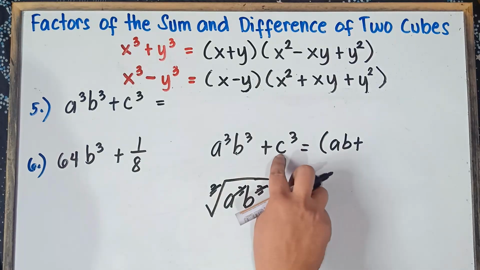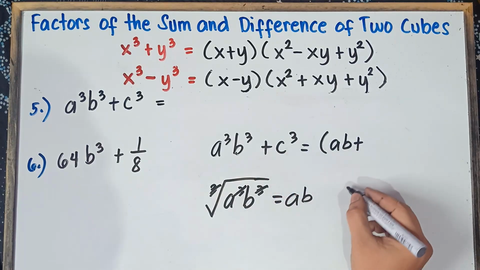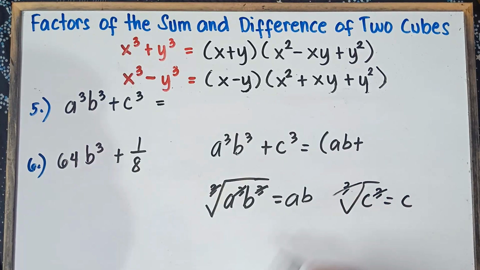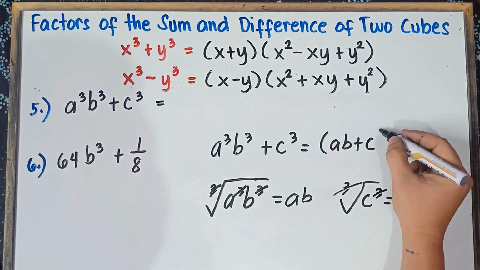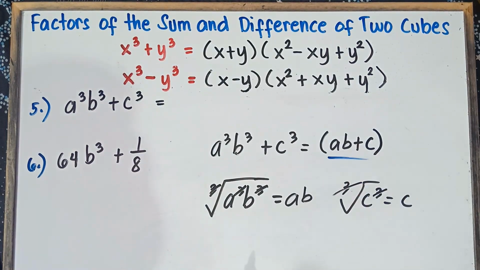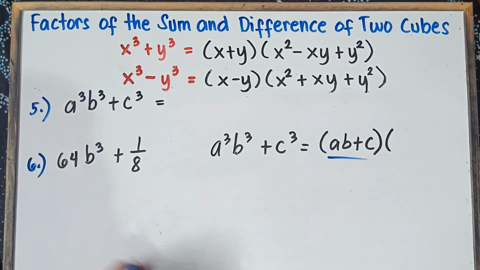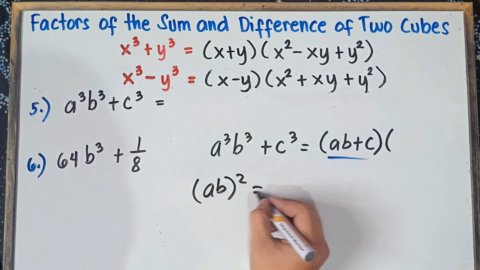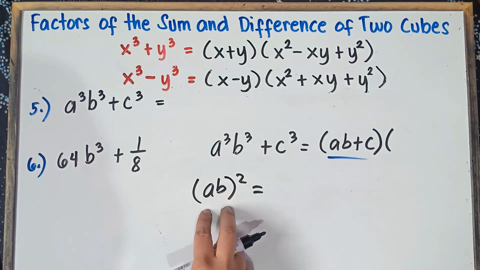And then simply get the cube root of the second term, the cube root of c cubed, that would be equal to c. So simply cancel this out. So therefore, the cube root of c cubed, that would be equal to c. Close parenthesis. This will be our guide with regards to our second factor. So second factor, simply get the square of the first term, the square of ab. So ab then squared, it means you multiply ab by itself twice.